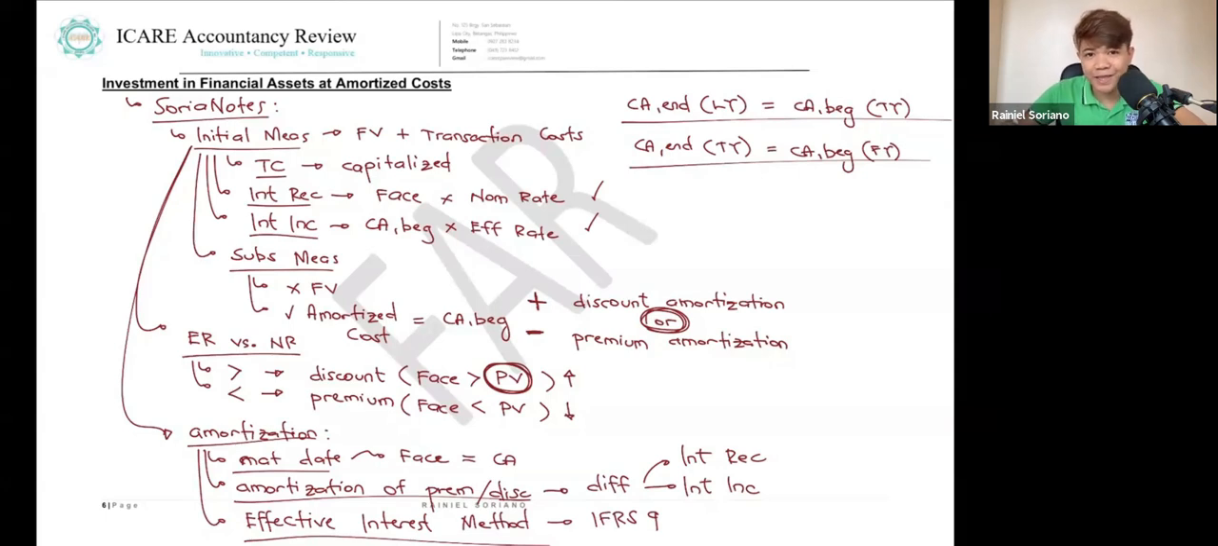Well, hindi po yun pwedeng gamitin. Unless the amount of discount and premium amortization will be the same. Pero medyo imposible yun. That is why we cannot use straight line and bond outstanding method. The only method that we can use in amortizing the bonds will be the effective interest method. Okay? So that's all the concepts that you need to know here sa FAAC.